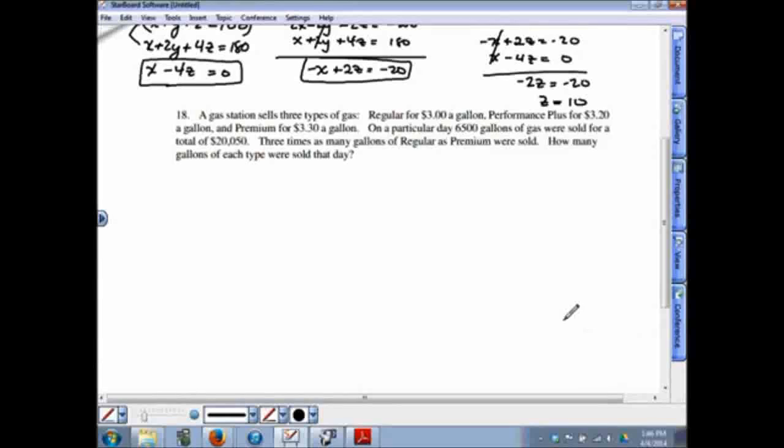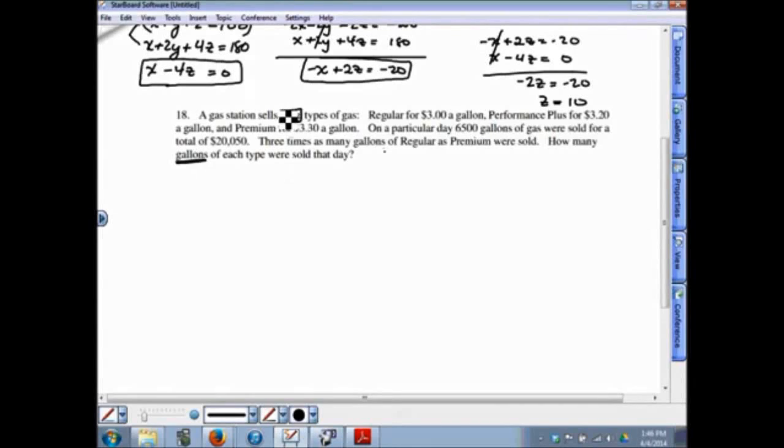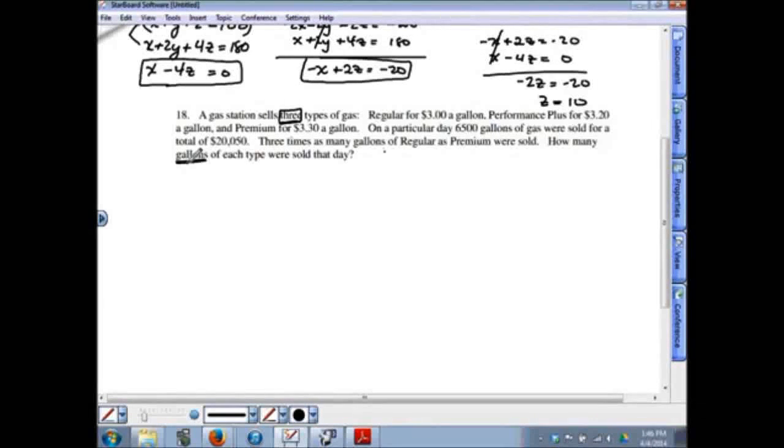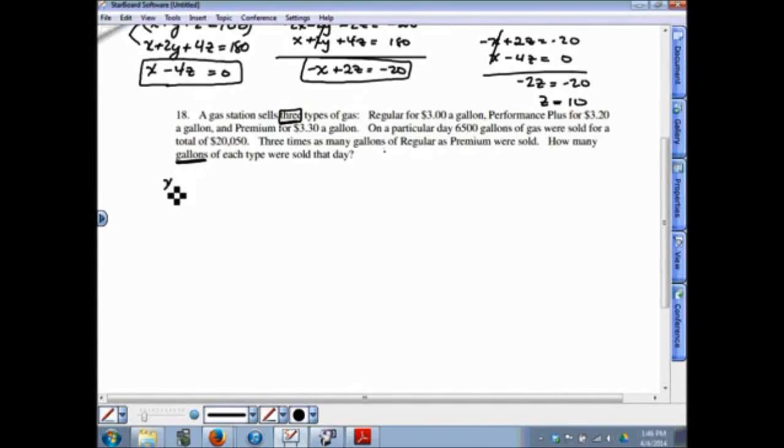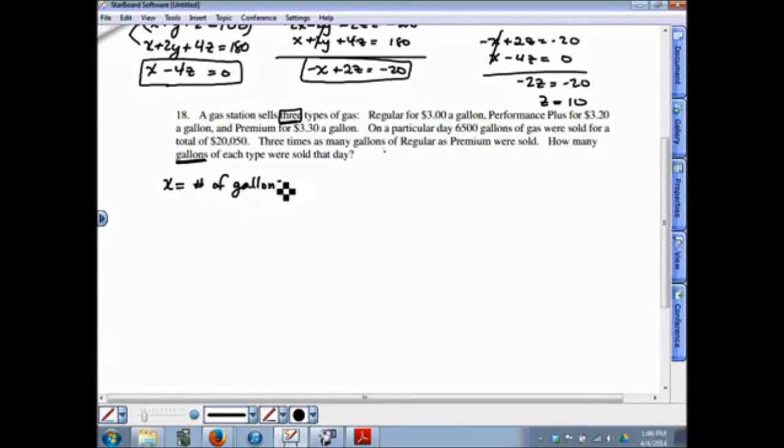Okay, question 18. There's 3 types of gas, and the question is asking how many gallons, specifically how many gallons of each type of gas were sold. Since there's 3 types and they're asking for the number of gallons for each, we need 3 different variables. So x is the number of gallons of regular, y then would be the number of gallons of performance, and then z would be the number of gallons of premium.